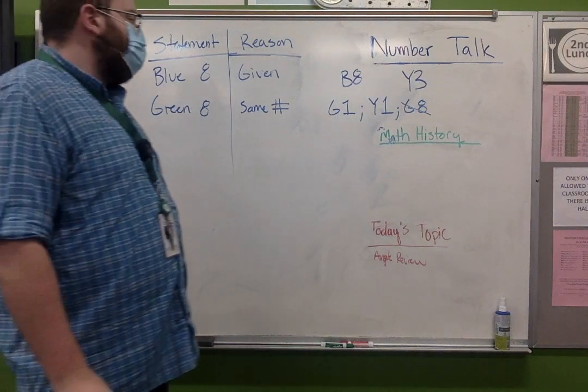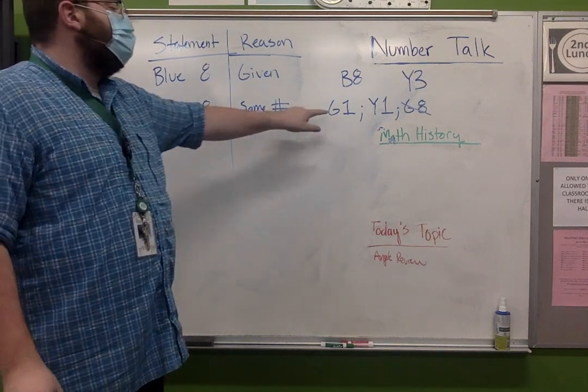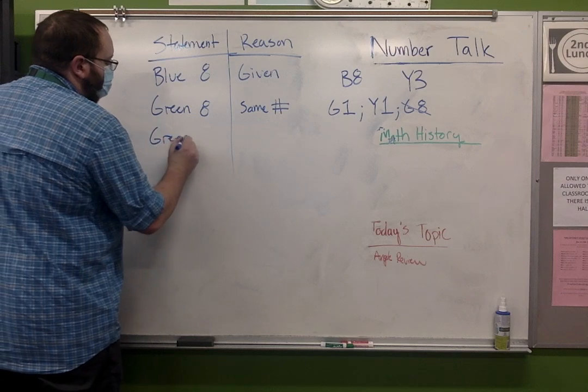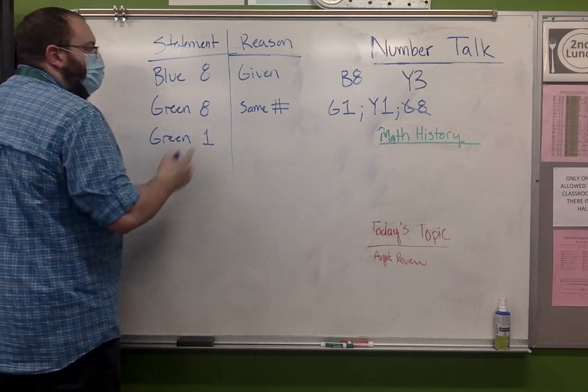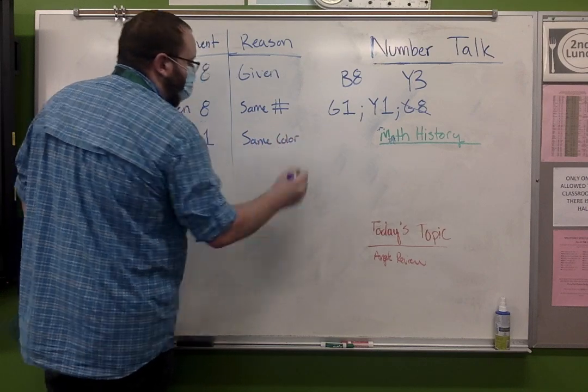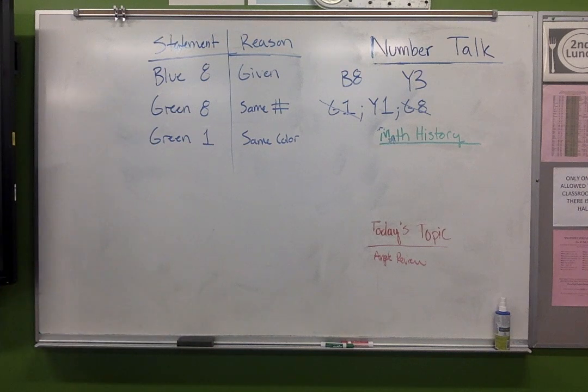Let's see, what else? I have a yellow 1, but this is a green 8, so I can't put it on top. But this is a green 1. So the next card I can put down is a green 1. Why am I allowed to do that? Because it's the same color. So I use that one. Then I have a yellow 1.